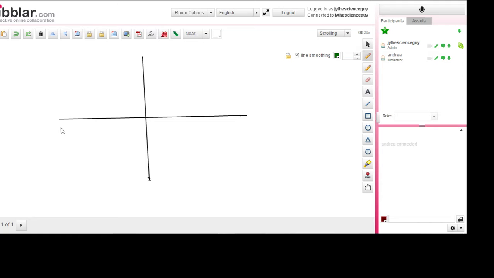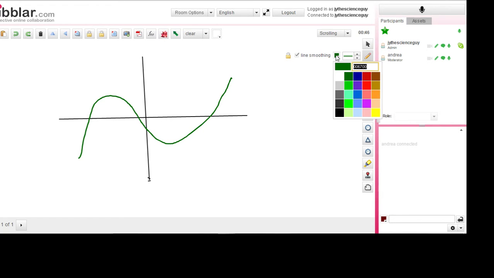Okay. So let's say that that's my polynomial. And I should be able to look at that polynomial and determine what the degree is. So this is how you do that. Every place where it crosses the x-axis is a 0. So it's got a 0 there, it's got a 0 there, and it's got a 0 there. Okay?